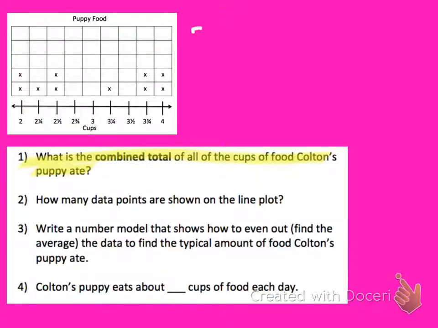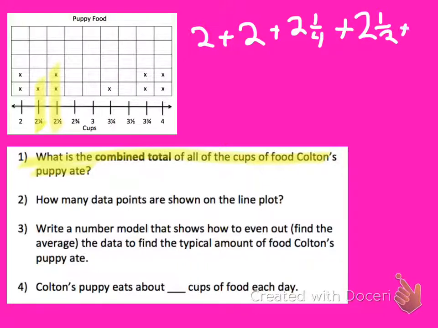So we're going to have to start with 2 plus 2. And then there's 1 day that he ate 2 1/4. So we're going to have to add 2 1/4 to that. And then there's 2 days that he fed his dog 2 1/2. We just have to keep adding until we get all of that data.